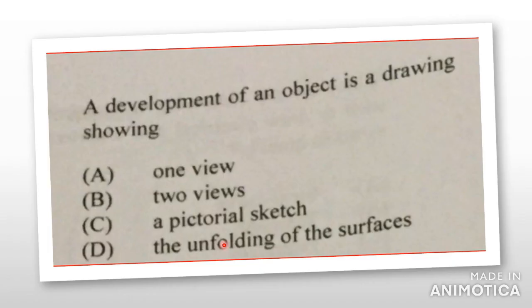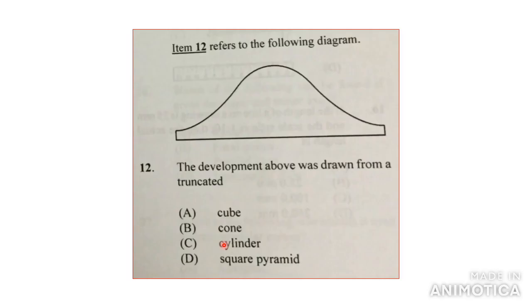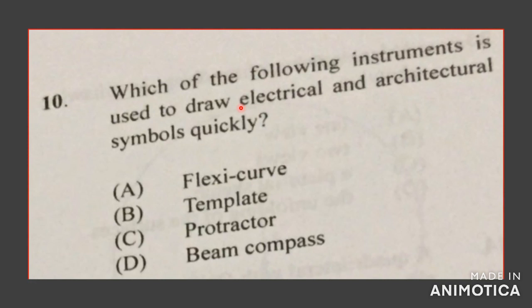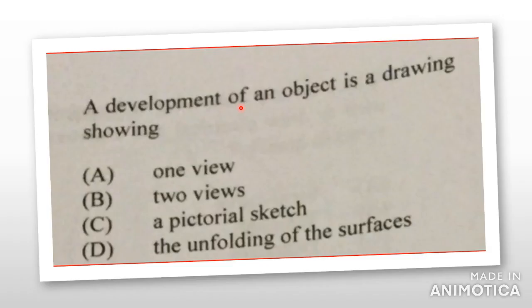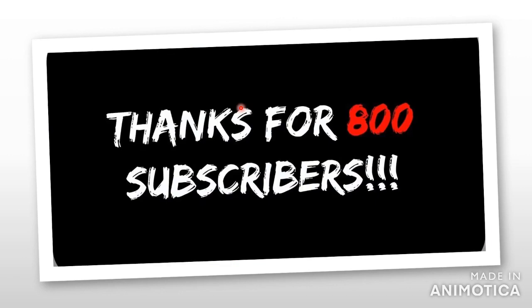A development of an object is a drawing showing. So a development means that it's not complete, so it would be the unfolding of the surfaces. So I showed you this before. This would be a development right here. See the development above. So it's a flat surface, and then you put it together, it becomes a 3D surface. So the development of the object is the unfolding of the surfaces. Okay, that's it.